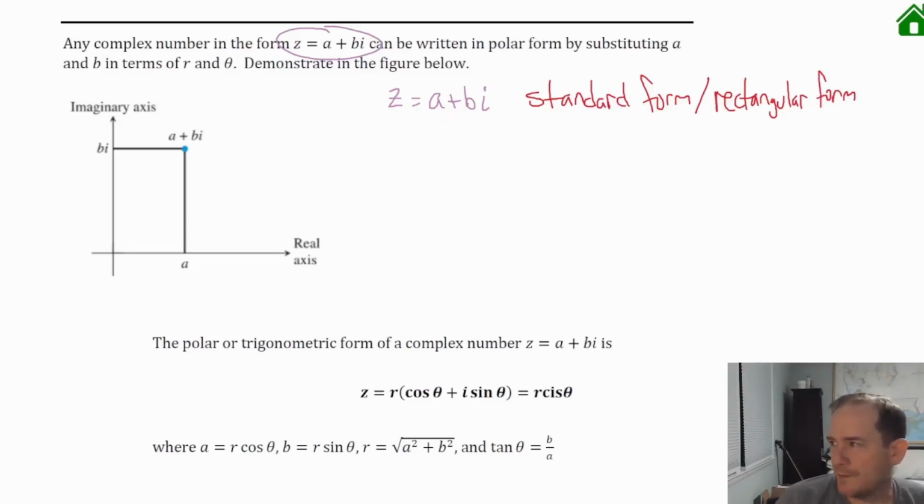Okay. So taking that complex number, I wonder what I'm talking about right now.